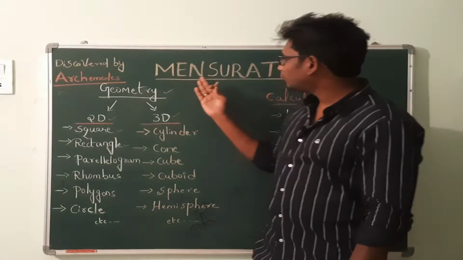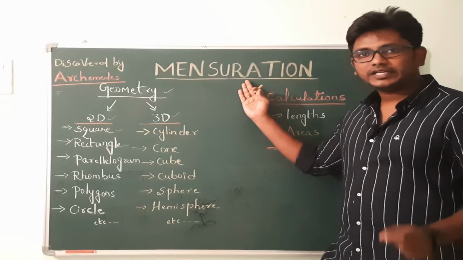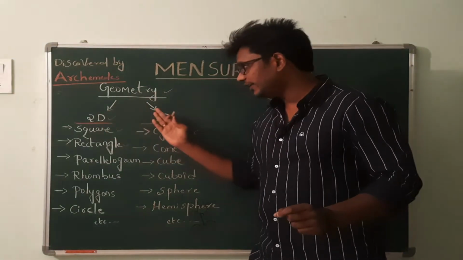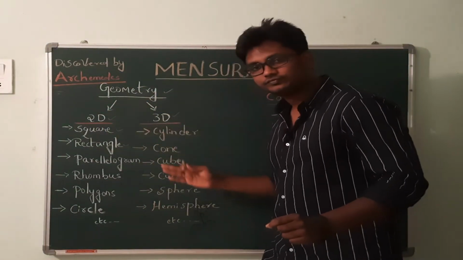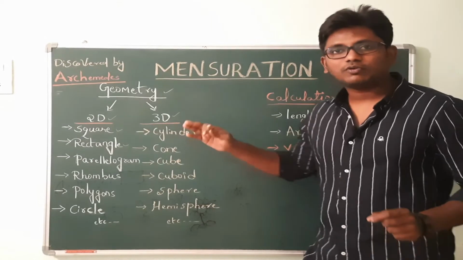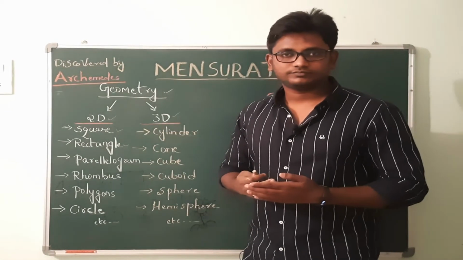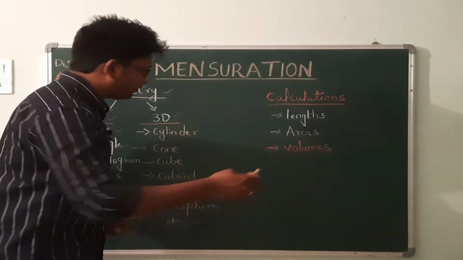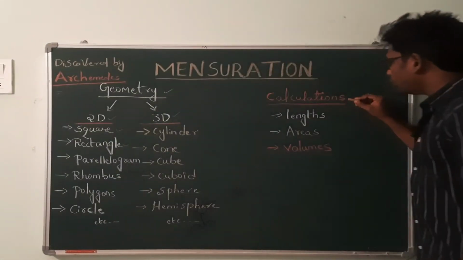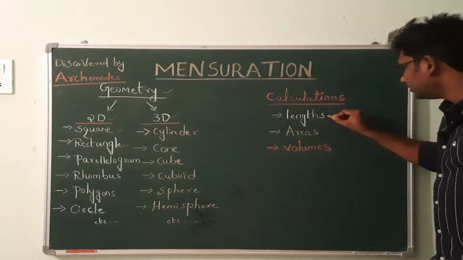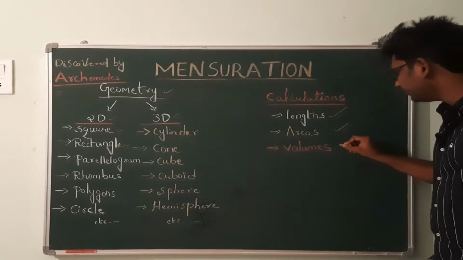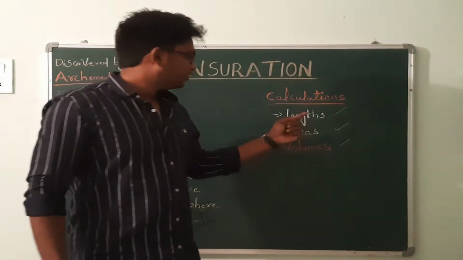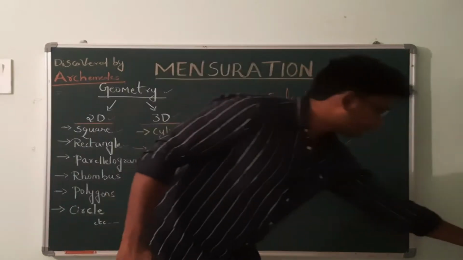As I already told you, mensuration is about geometry. In geometry, we have 2D and 3D, so we have these figures. Now for these figures, we are going to calculate something. What are we going to calculate? Observe very carefully. We are going to calculate lengths, areas and volumes. Viewers, try to understand lengths, areas and volumes.